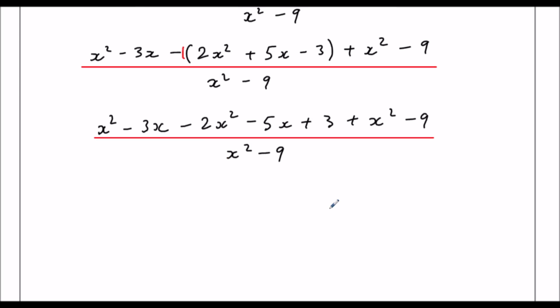So just collecting the like terms now, we've got x squared minus 2x squared plus another x squared. That's no x squareds, they cancel out. We have negative 3x take away another 5x, which goes to minus 8x. And we have 3 take away 9, which is minus 6. And that is our answer.